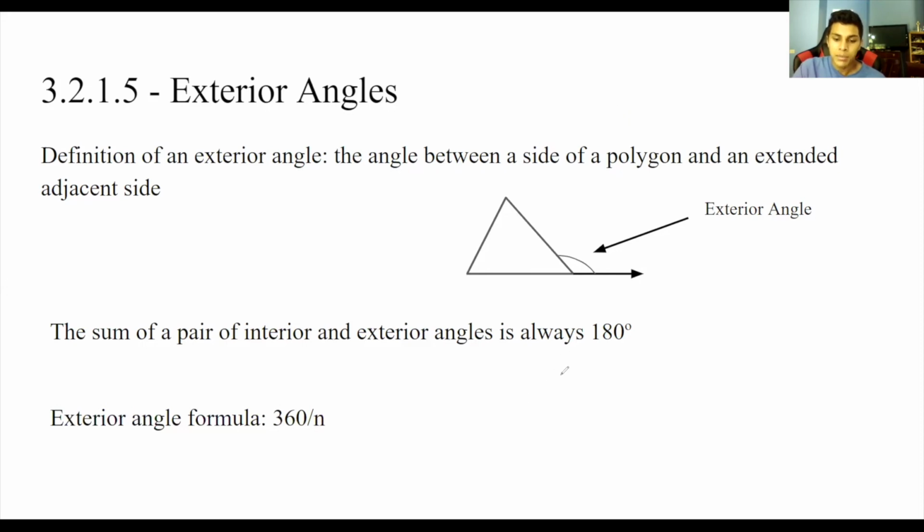So if we do an example, if we're trying to figure out how many degrees there are in one exterior angle in a triangle, which has 3 sides, we just have to do 360 divided by 3, and this gives us 120 degrees per exterior angle in a regular triangle.